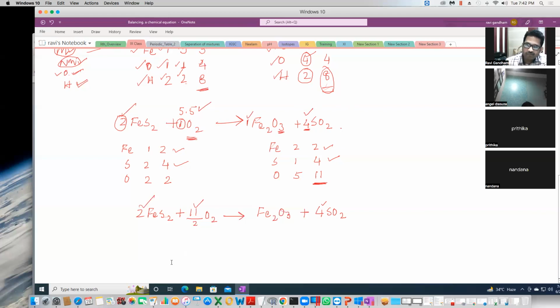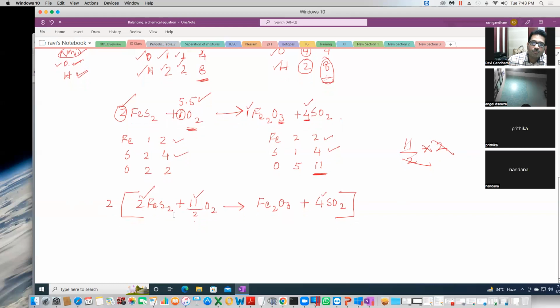Now, look at this. Can you have atoms in fractions, guys? No. So we need to remove the fraction here. If you multiply 11 by 2 into 2, you can cancel this. So what do we do? The entire equation we multiply it with 2. Got it?